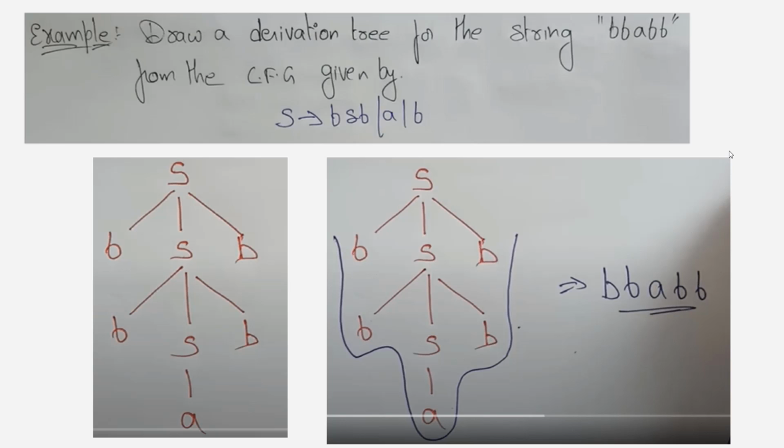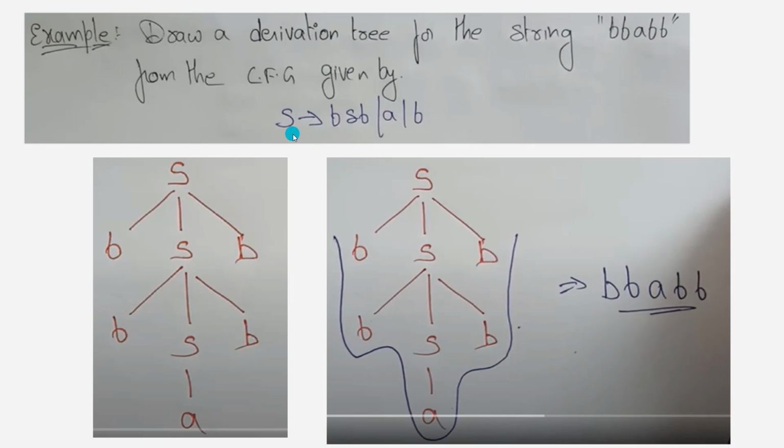Let me take a second example so you can understand better. In this example, you have to draw a derivation tree for the string b b a b b from the given context-free grammar. In the grammar, S gives bSb, and S can be substituted by a or b. Here I have done it directly, but you can also go step by step.